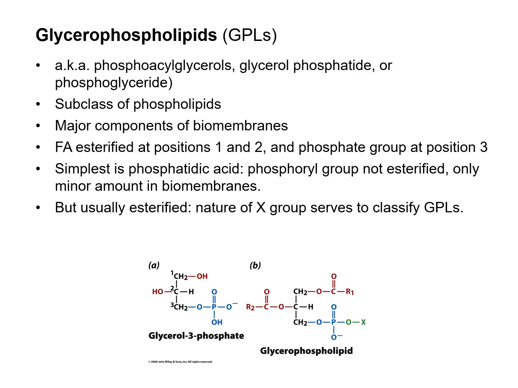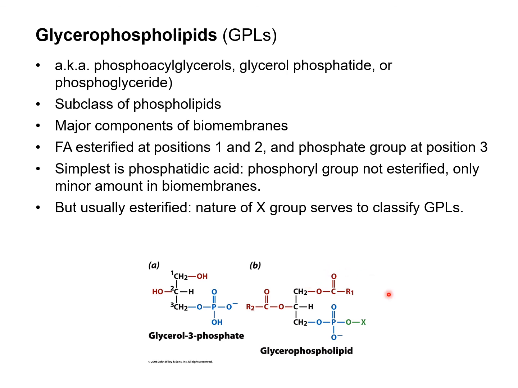The next one is glycerophospholipids, also known as phosphoglycerides or glycerol phosphatides. They are a subclass of the phospholipids. As you can see in their structure, they're based on glycerol again, but at the third carbon, a phosphate group is attached. So that's what makes it a phospholipid. And they are the major components of the biomembranes.